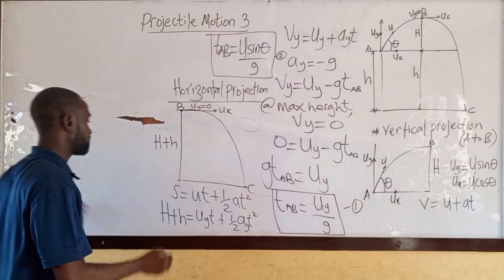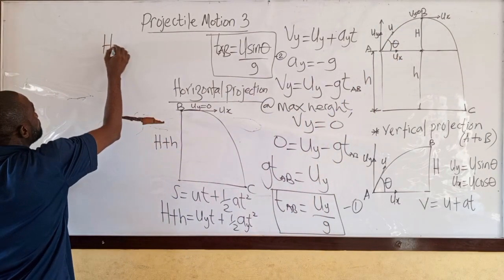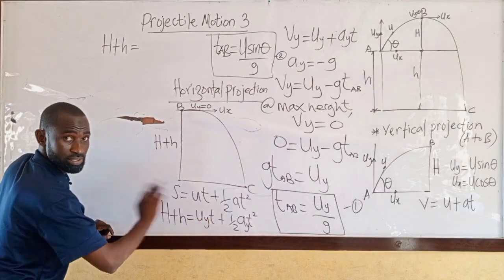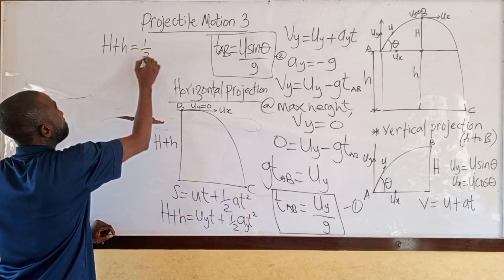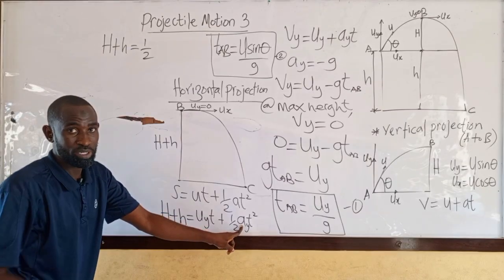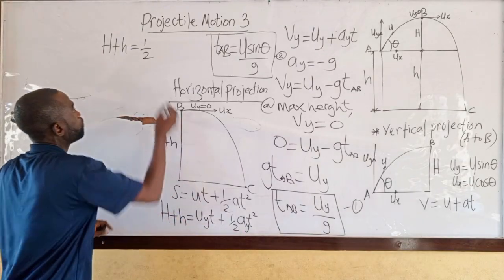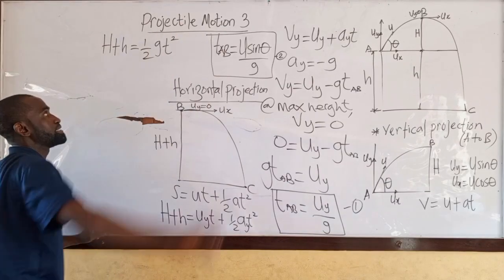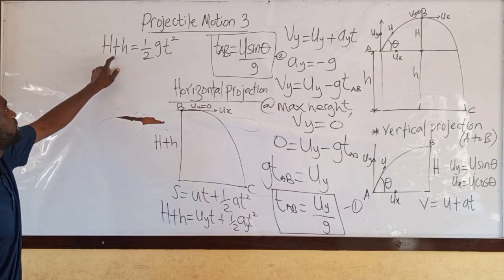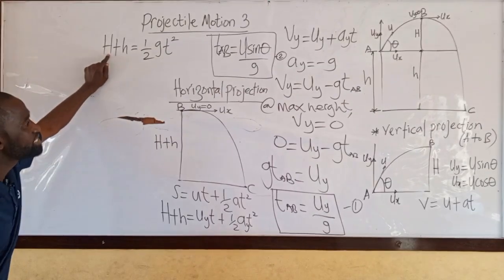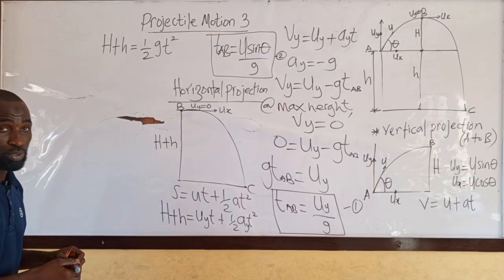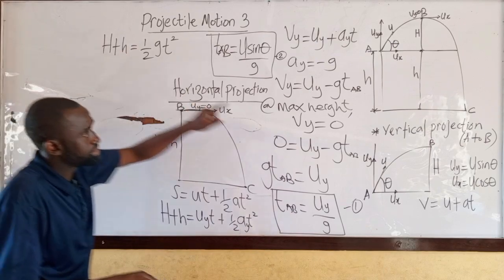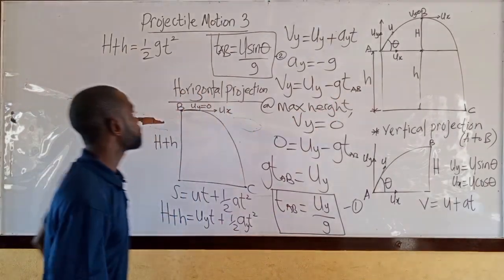So now we have H plus h equals 0 times t, which is 0, plus half. Now our a of y, since it is coming down, is plus g. So we have half g t squared. So H plus h equals half g t squared, where this big H is the maximum height reached by the body, and this small h is the height of the tower. You can see it here, the height of the tower.